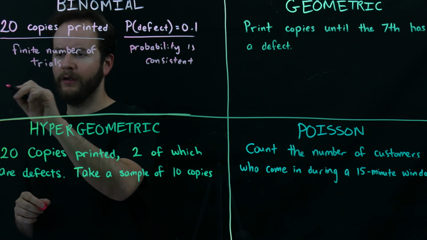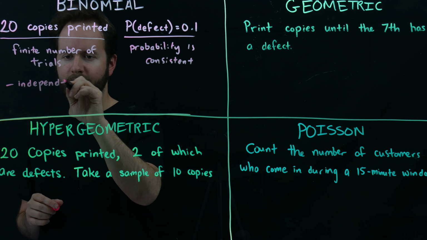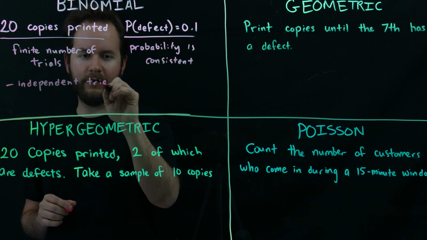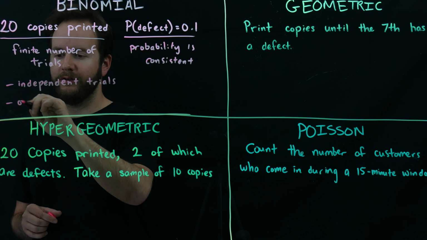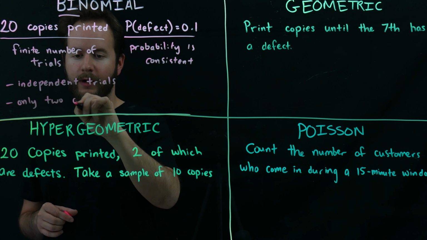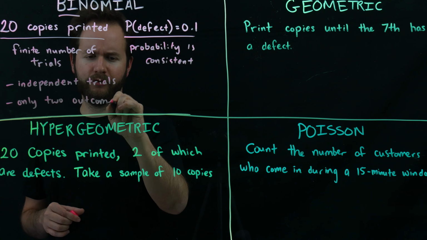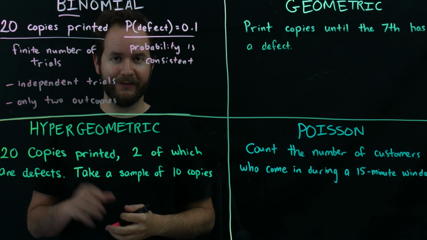A few other things. The binomial distribution is independent, or the trials are independent, so we'll say independent trials. That means the outcome of one trial doesn't affect the next. And we also want to say that there's only 2 outcomes. That makes sense because it's called the binomial distribution. So there's only 2 outcomes. We could talk about a distribution where more than 2 outcomes are possible, and that's called the multinomial distribution, but that's a different video entirely.